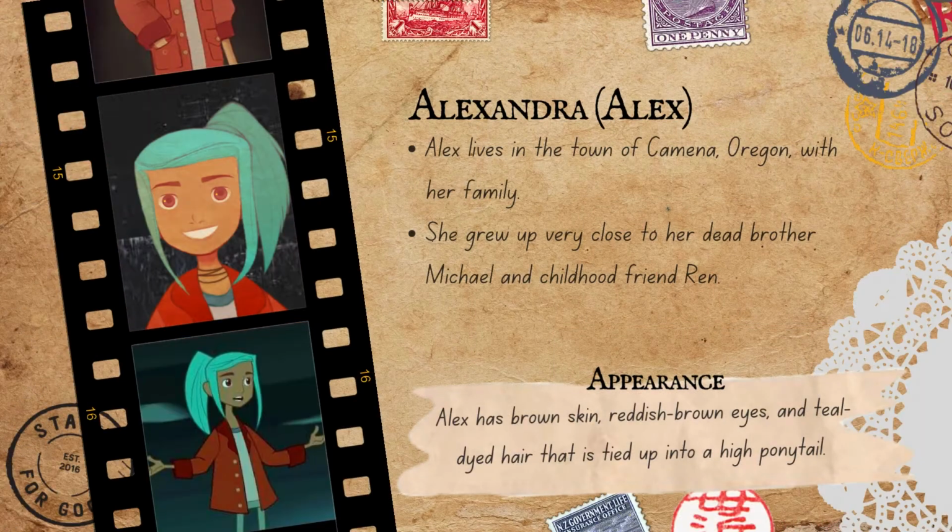Alexandra, or Alex, is the character controlled by the player. She lives in Camino, Oregon with her family. Growing up, she was close with her dead brother Michael and childhood friend Ren. Alex has brown skin, reddish-brown eyes, and teal-dyed hair that is tied into a ponytail.